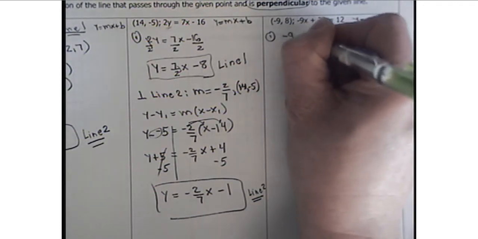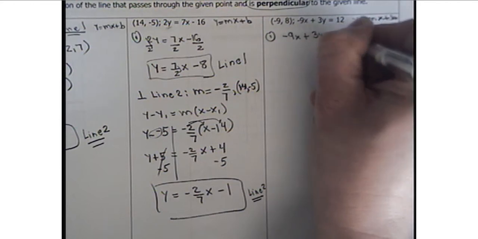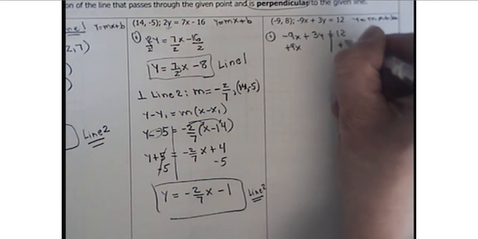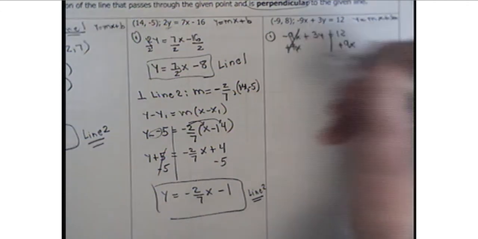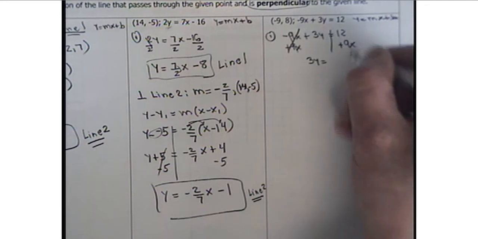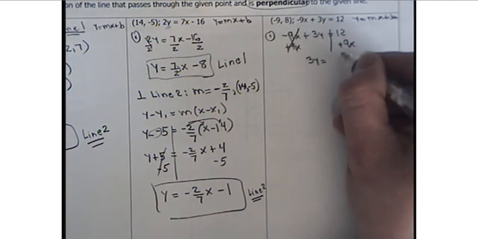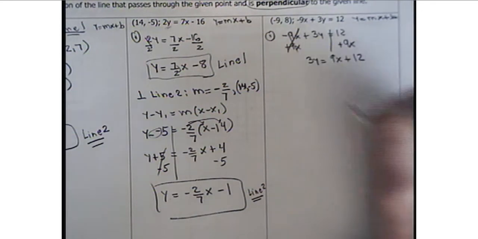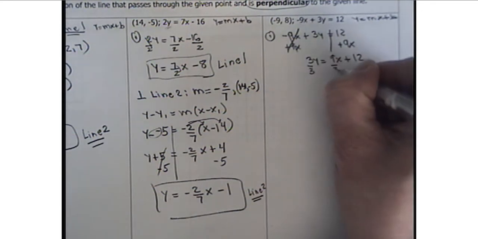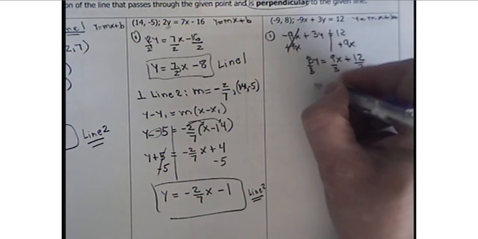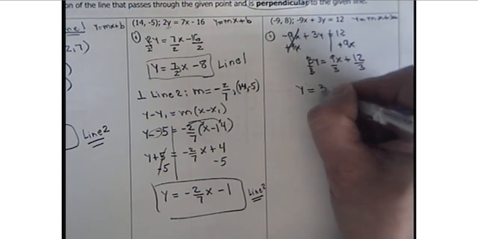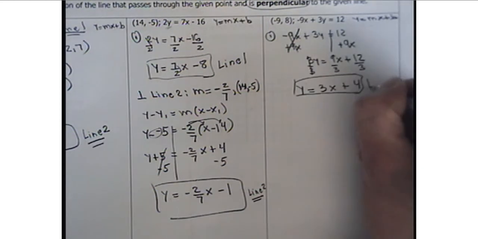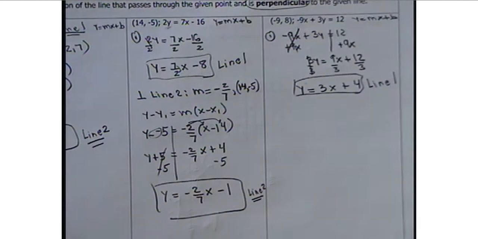Minus 9x plus 3y equals 12. So the 9x term goes first to the right. Those two cancel. Then we have 3y is, and remember I always put the x term first, so it will be 9x plus 12. Then, final step, we divide each one of those by 3. So y is equal to 3x plus 4. So that is the line 1 equation.